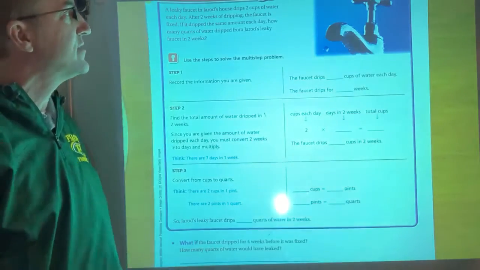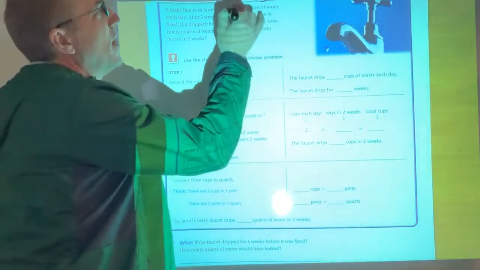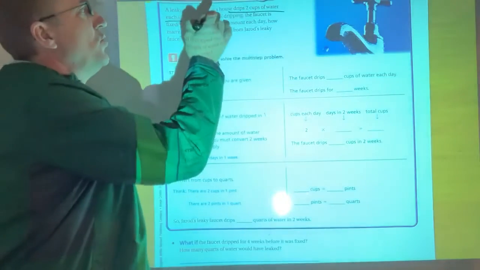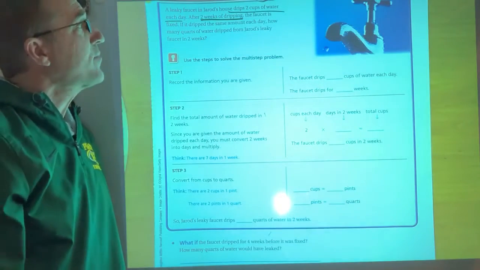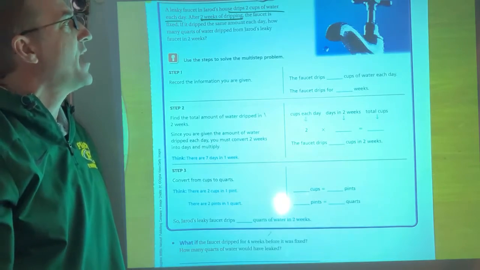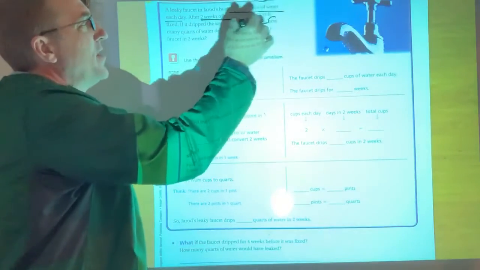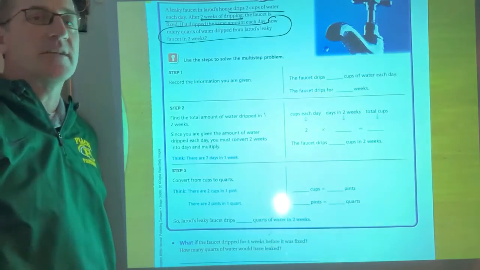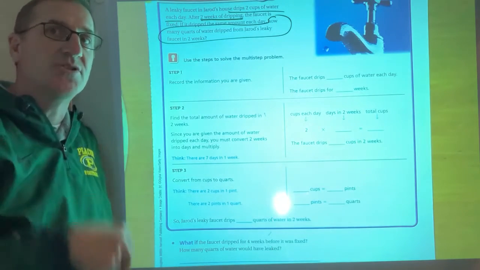We've got a leaky faucet. Oh my goodness. At Jared's house, it drips 2 cups of water every single day. After 2 weeks of dripping, the faucet is finally fixed. All right. So if it dripped the same amount each day, how many quarts of water dripped from Jared's leaky faucet in 2 weeks? Okay, so you've got to think about that. You might even pause. What should you do first?